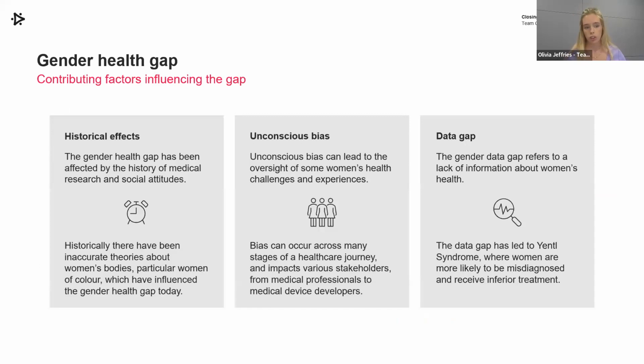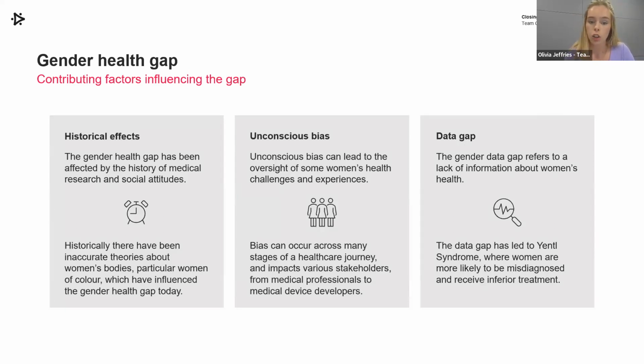So what has led to the gender data gap? Medical history has really affected the health gap, as well as social attitudes towards women throughout history. There have historically been many inaccurate theories about women and their bodies, whether this be the wandering womb, or how women experience pain differently, and this is particularly prevalent for women of colour. It continues to influence the gender health gap today.